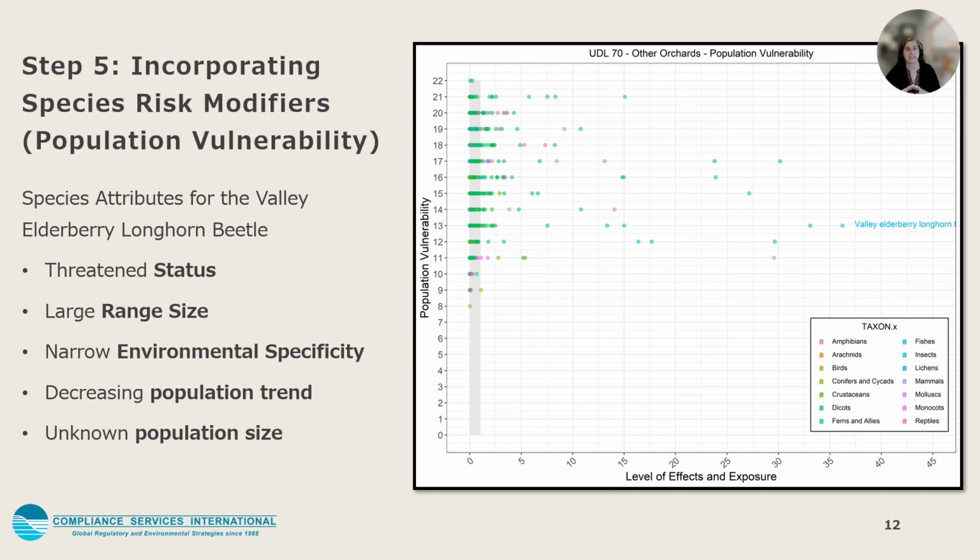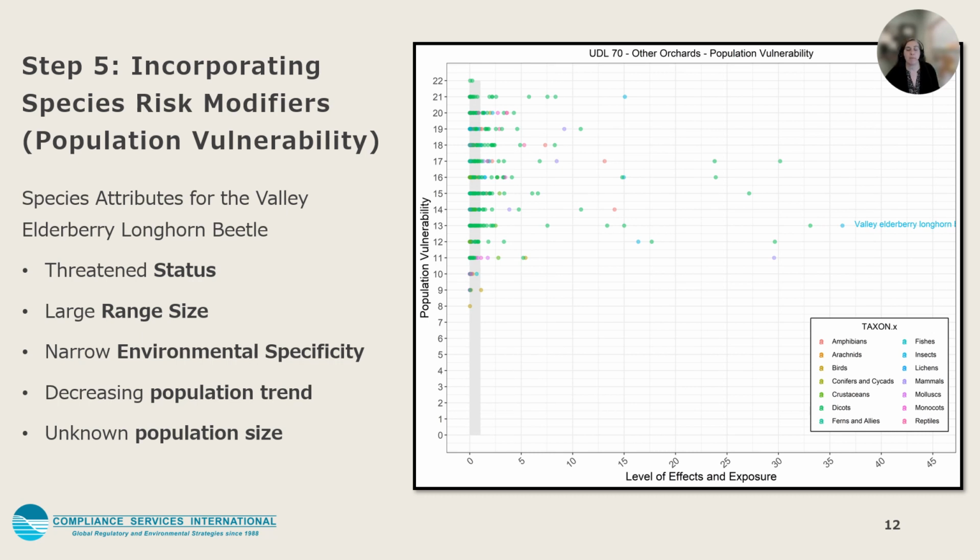Its sequence is not just about where it falls on the level of effects and exposure. It's high on the level of effects and exposure, but for population vulnerability, it's not at the top. It's sort of in the middle of all the other species, which is being driven by the threatened status, the fact that while it has a narrow environmental specificity, it's not a very narrow environmental specificity, and also the unknown population size that puts it in the middle. It doesn't put it as the same as a species that has a very, very small population size.